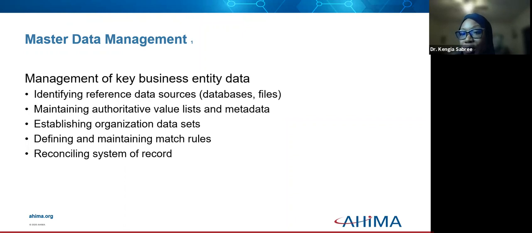So master data management. Master data management refers to master data that an enterprise maintains about key business entities such as their customers, employees, and patients, and reference data that is used to classify other data or identify allowable values for data. I know that sounds a little bit tricky, but management of key business data requires identifying reference data sources, whether through databases or files, maintaining authoritative values lists and metadata, establishing organizational data sets, defining and maintaining match rules, and reconciling system of record.